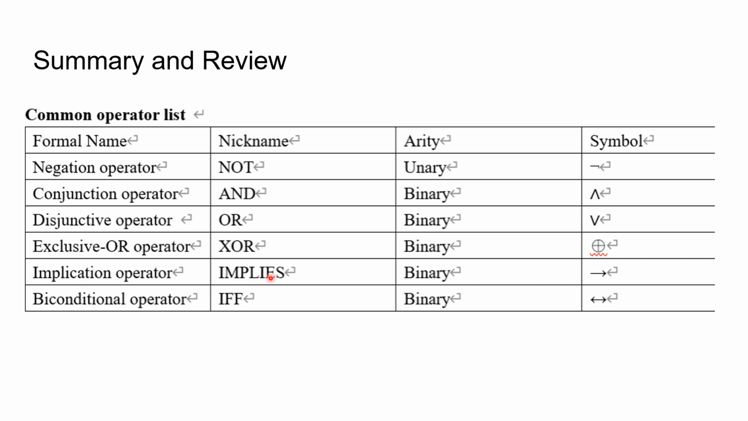Fifth, implication. Its nickname is implies. It's also a binary operator, and as you see, its symbol is a direction. The last one is the biconditional operator. Its nickname is IFF, which is if and only if. It is also a binary operator, and its symbol is the direction with two sides.